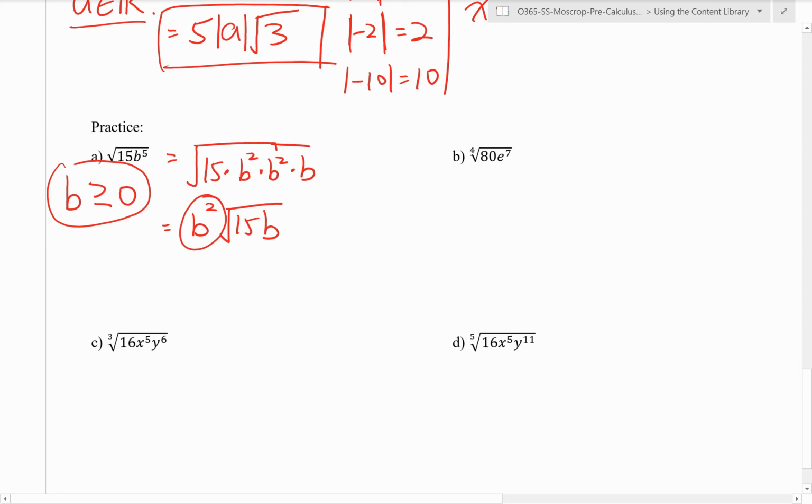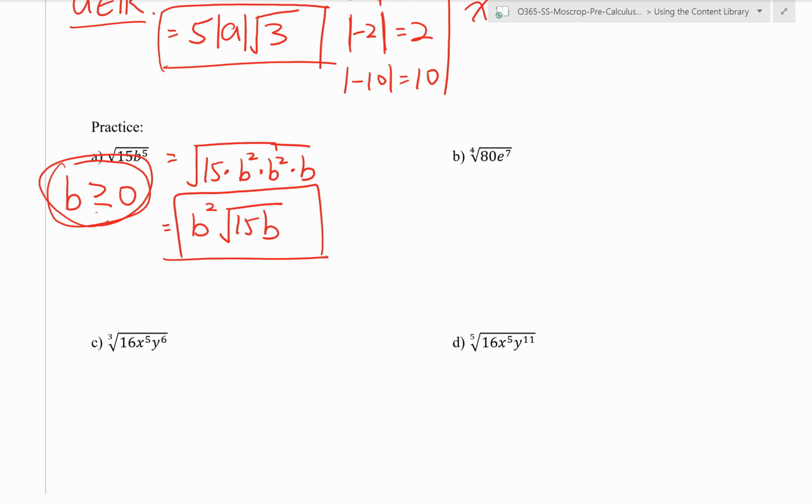Also, b squared right here is always going to be positive. So we will not end up with a negative answer, right? So that's why we don't need absolute value sign in this case. We actually don't need it. Again, the first reason is because we already defined b has to be bigger than 0.